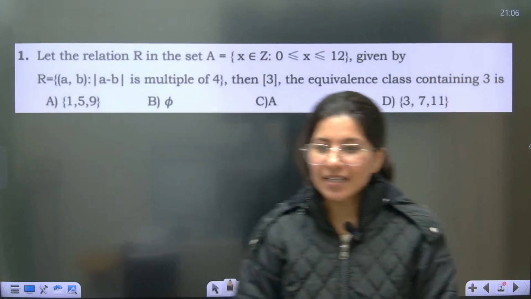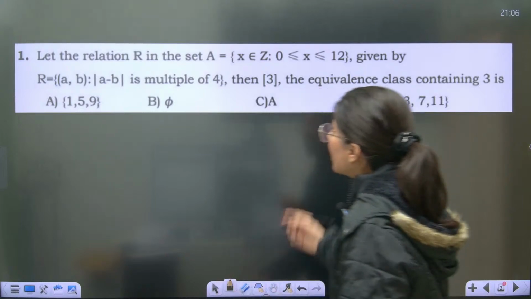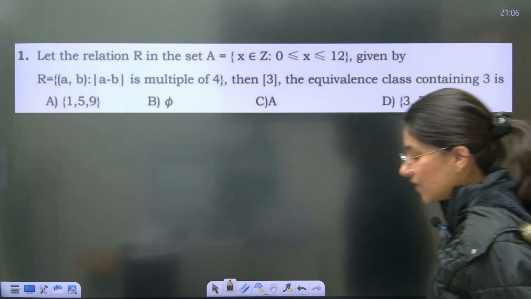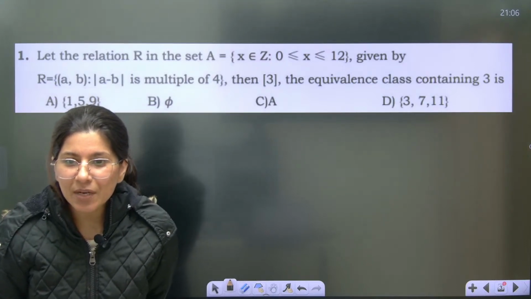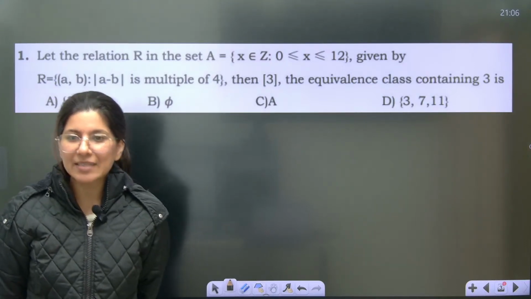Yes, Vimal. Yes, Abhishek R. Okay. And I can see Prajwal, I can see Kavya, welcome to the session.